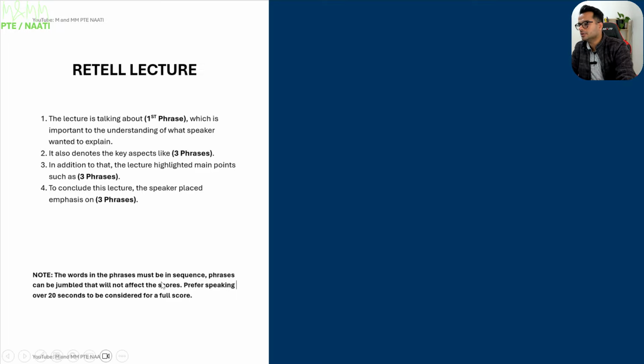Now, few things: the words and the phrases must be in sequence like we just discussed. Phrases can be jumbled. In retail lecture, it doesn't impact your scores, and prefer speaking over 20 seconds if you're aiming for a perfect 90 or 90 or even 79 plus.